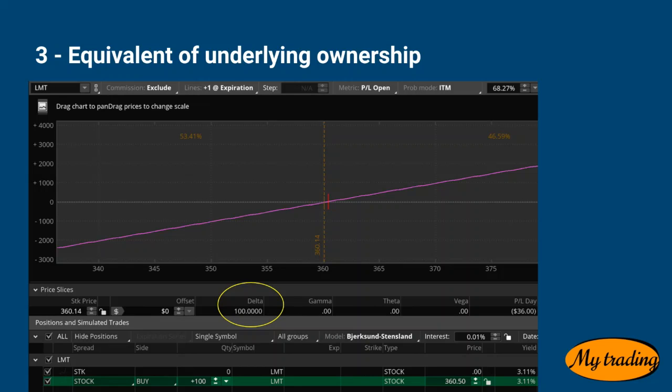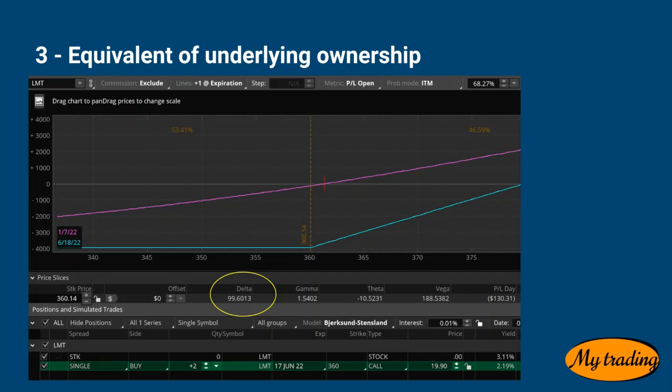It's always a 1-to-1 ratio, because it's always a measure of $1 movement in the underlying. All right, now let's say I wanted to create the equivalent position with options. Well, what I did was I found a delta of about 50. It was slightly less than 50, as you can see here, and I bought 2 of them, and that gets me close to that 100 deltas.